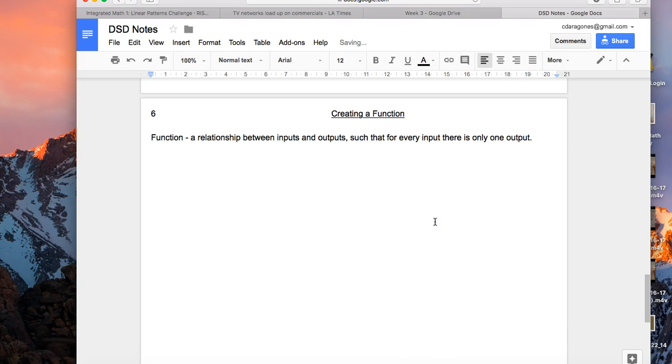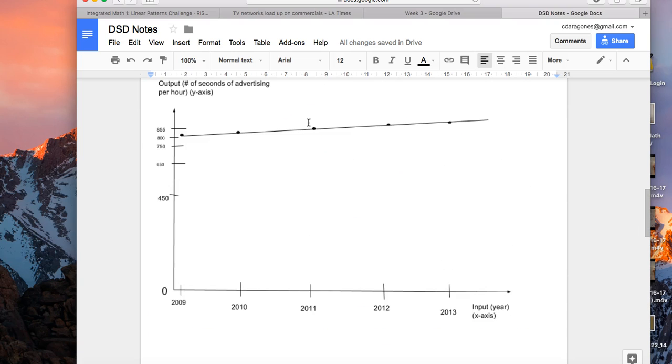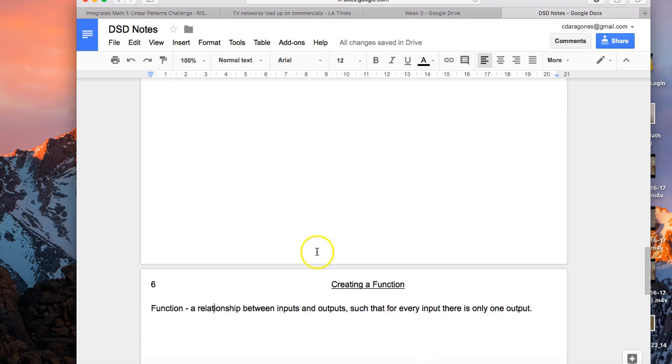I know that's a lot of words, but hopefully this relationship between input and outputs is something you're zooming in on. Like, hey, that's what we've been doing this whole time, right? We've been looking at some input and some output with my data. So for me, I was looking at the input of the year, and my output was the number of advertising seconds, right? So this is something we can use to show the relationship between our inputs and our outputs, okay?